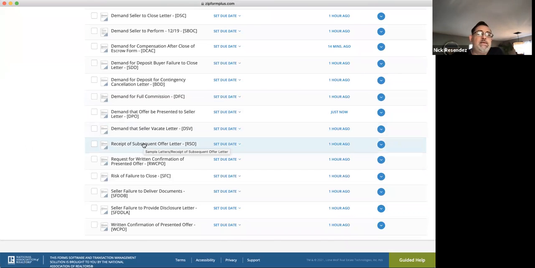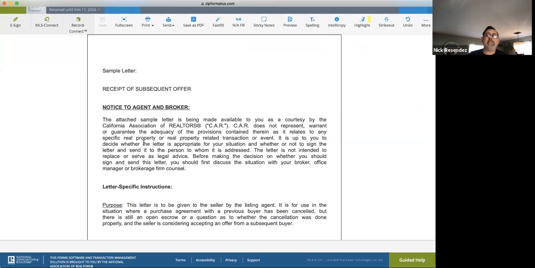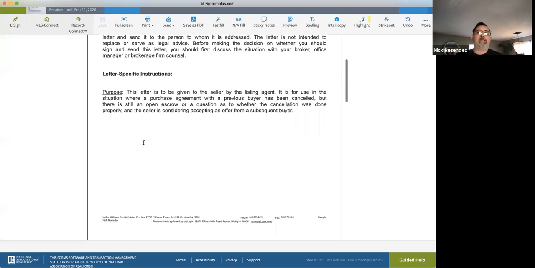Receipt of subsequent offer letter. This is an interesting one. Let's look at the purpose. This letter is to be given to the seller by the listing agent, and the use is when a purchase agreement with a previous buyer has been canceled, but the escrow is still open, meaning escrow cancellation has not been signed, and the seller has received another offer.